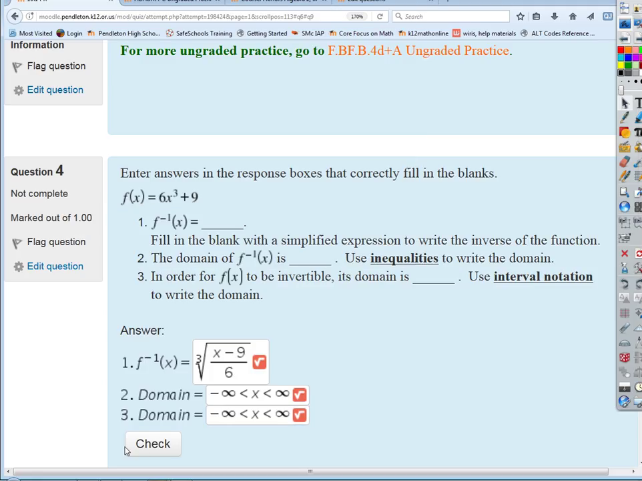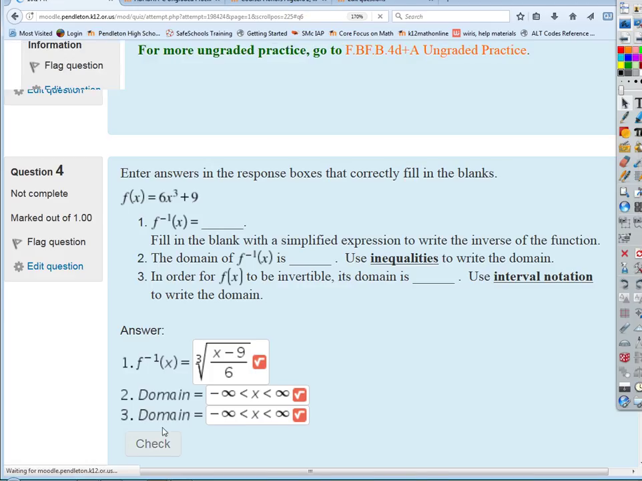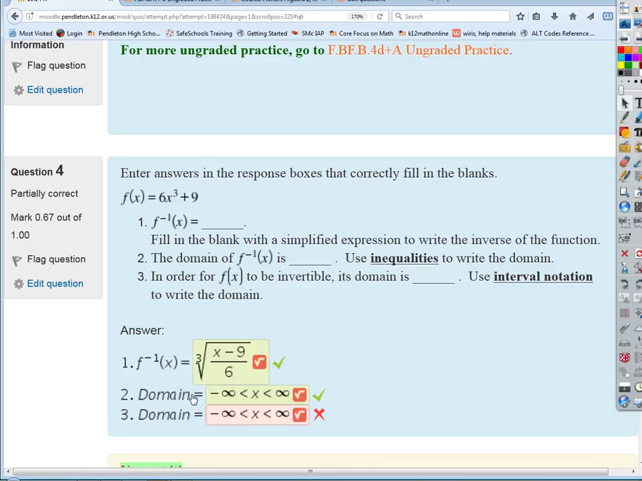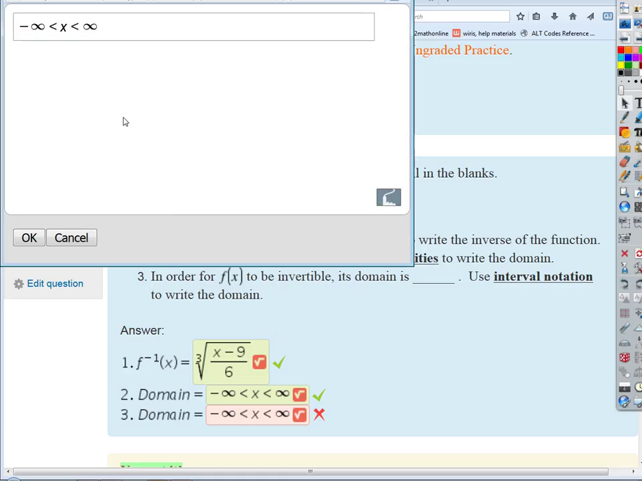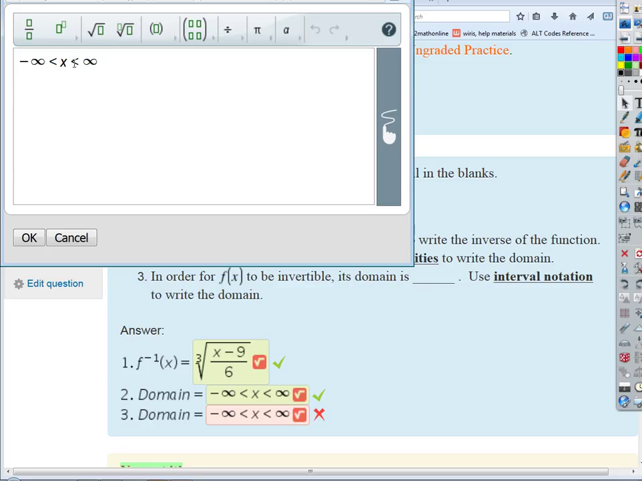I use this interval notation. Oh, I know it's interval notation. Oh, it says, oh, thank you. I didn't even read my own question. So interval notation, that's right. I wanted to get a little practice with both. So how would I change that to interval notation?